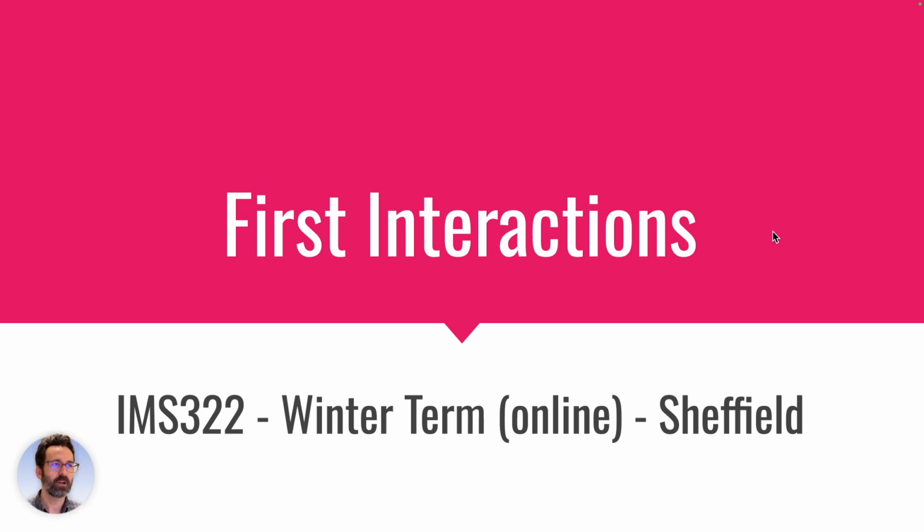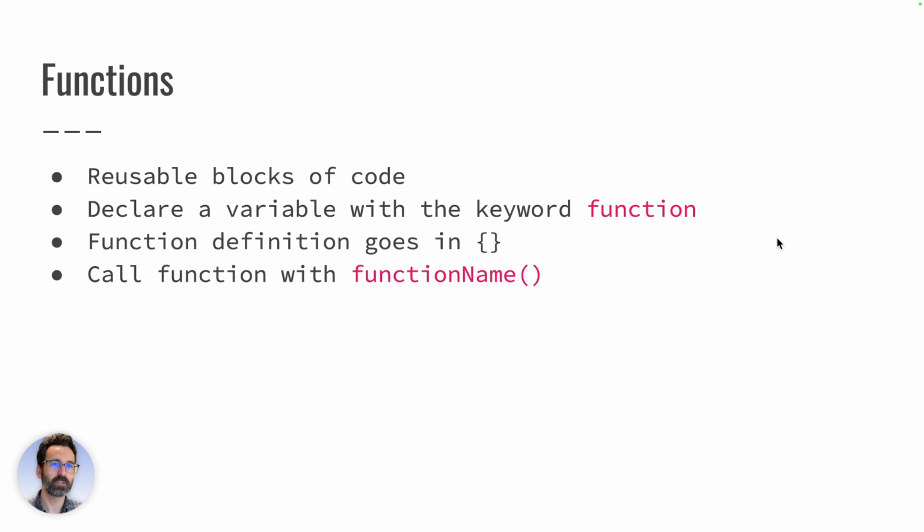Okay, so how do we start with this? The first thing we want to do is think about writing functions. A function is a reusable block of code. We looked at how to declare variables before with the keywords let and const. Here we're going to use the keyword function. Anything that goes into the definition of your function will be surrounded by curly brackets. And there's actually two steps to using functions. You have to define it, and then you have to call the function.